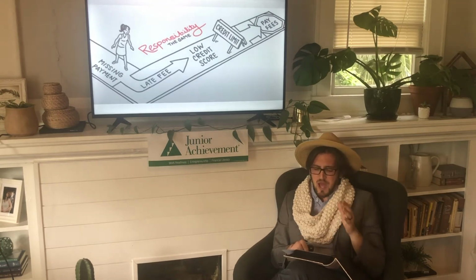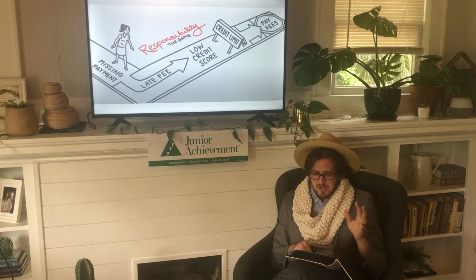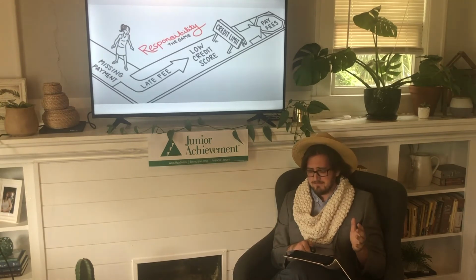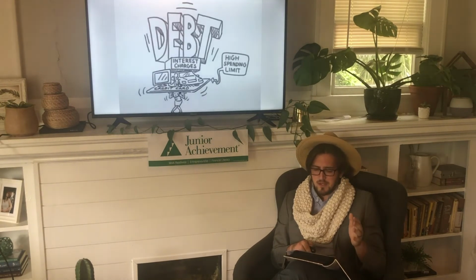This happens when you do not use your card responsibly. Like when you miss a payment and you'll be hit with a late fee, causing your credit score to decrease. You also don't want to go over your credit card's limit because if you do, there will be fees. And of course, my friends, you do not want to get stuck with overspending.